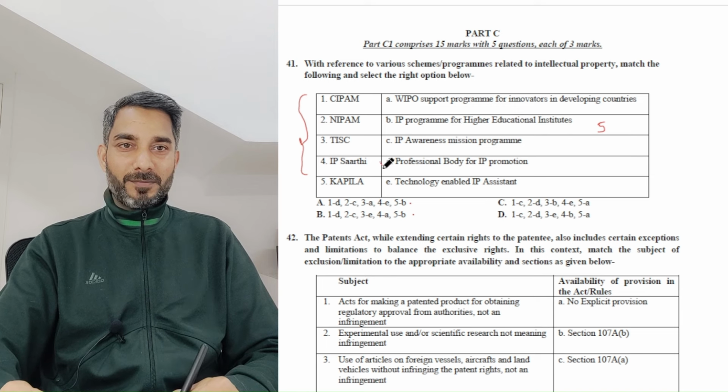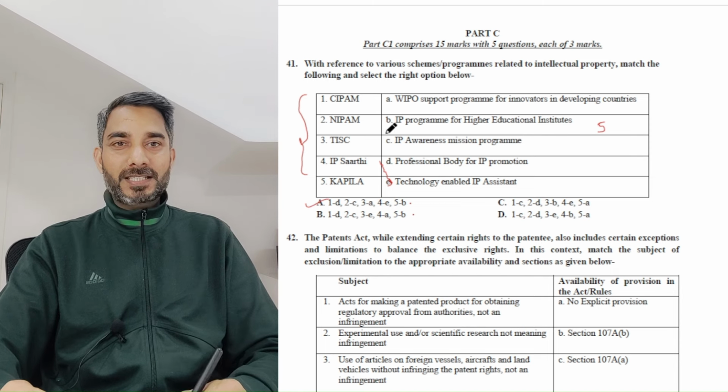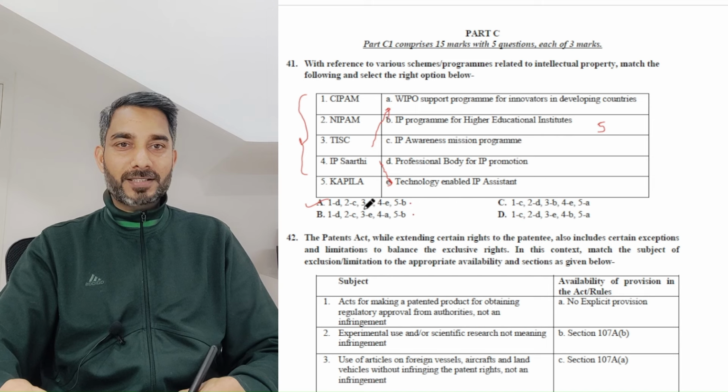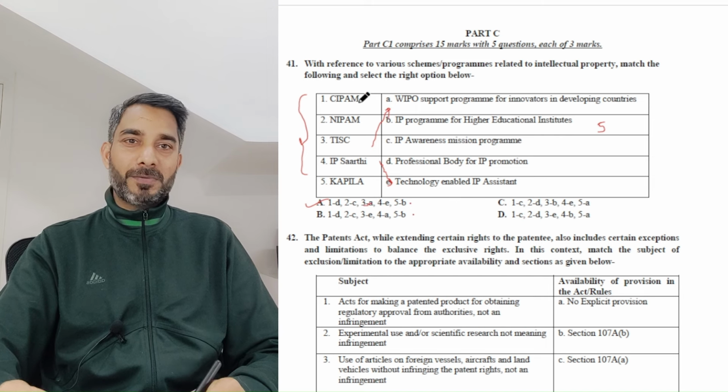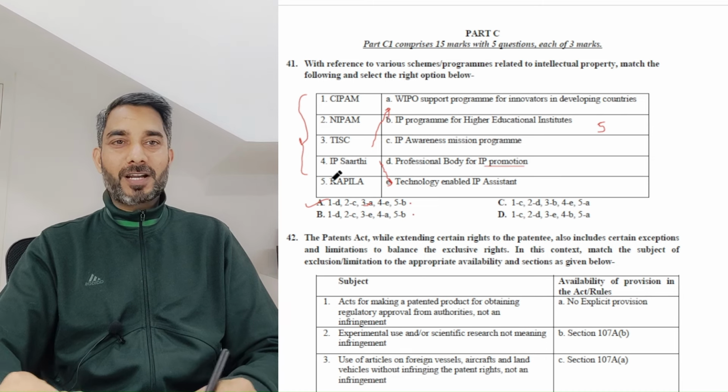IP Sarthi is nothing but that bot. 4E. Do we get 4E here? 4E here, 5B here. So I think we already have our answer. But let's do the others also. TISC is from WIPO. So that actually 3A justifies our answer here. SIPM, of course, is the body for IP promotion. So we have our answer here.